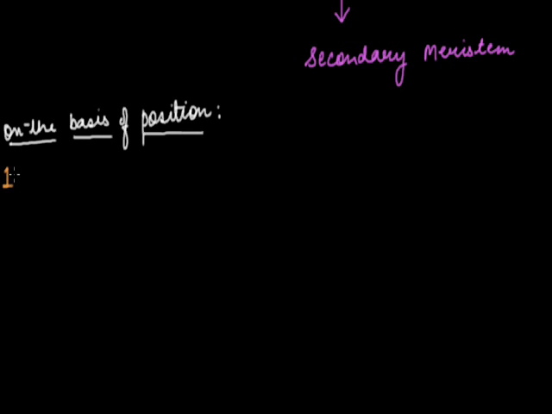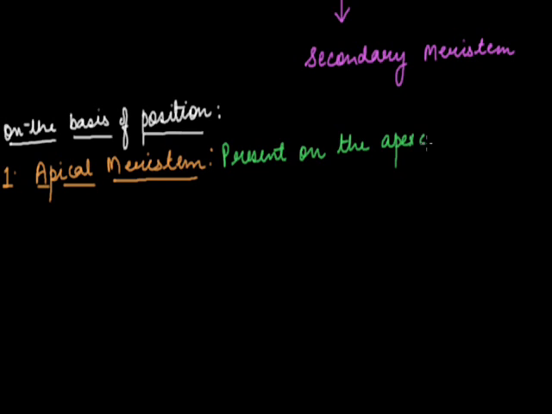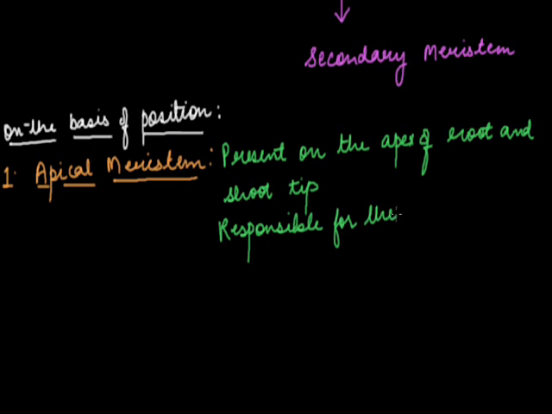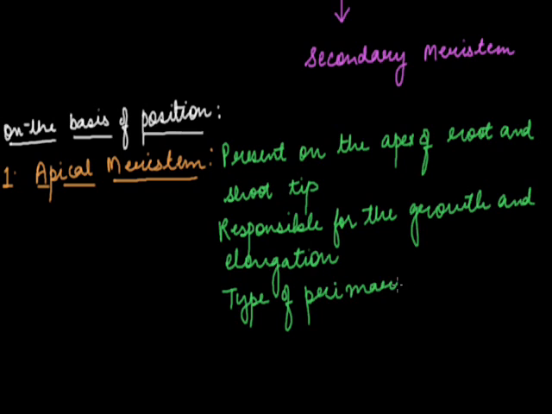On the basis of position, it is of three types as we have discussed. Now let us discuss it one by one. First is the apical meristem. The word apical means apex. So it is present on the apex of root and shoot tip, responsible for the growth and elongation, and it is a type of primary meristem.